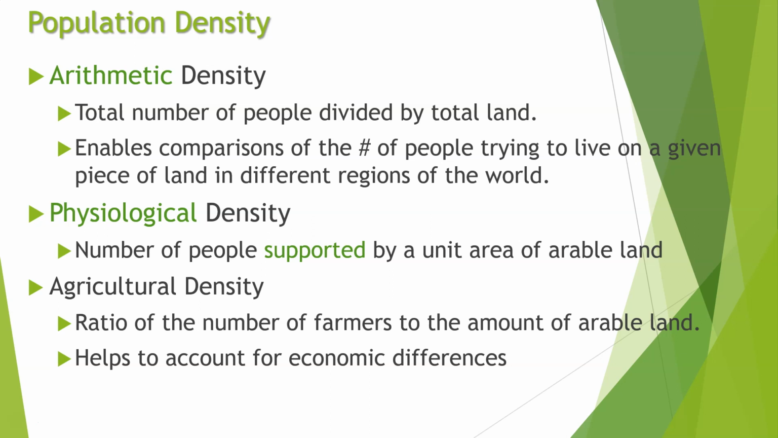And then the third, agricultural density. So the ratio of the number of farmers to the amount of arable land. And remember, that's going to be different, maybe a little bit counterintuitive if you think about a place that's developed and has fewer numbers of farmers producing a whole lot of food. So again, in the U.S., agricultural density is going to be very different from those in sub-Saharan Africa.